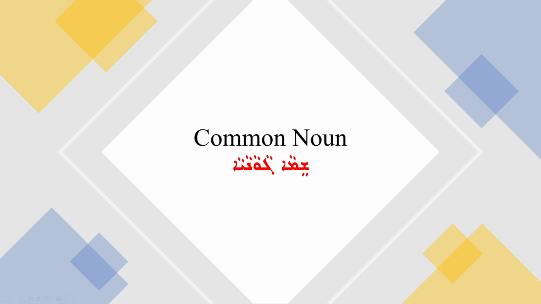The next one is common noun. These are names of categories. All of them end in Syriac with the letter alap and a skapa on the preceding letter.